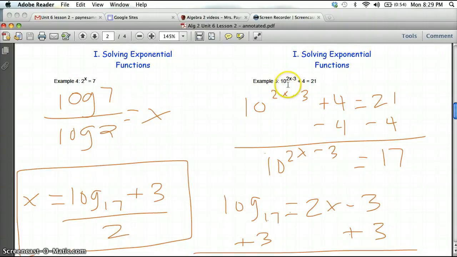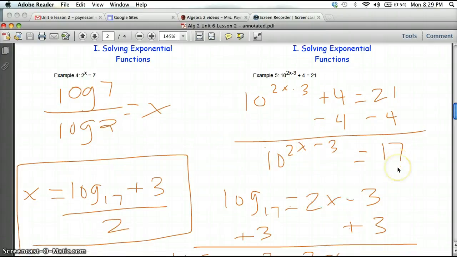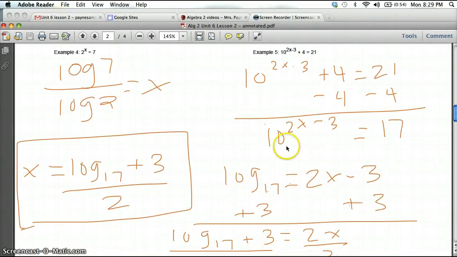Okay, all right, we're going to go over here. We've got 10 to the 2x minus 3 plus 4 is equal to 21. We subtract 4 from both sides, and we get 10 to the 2x minus 3 is equal to 17. Now again, we want to change it into log form. So this, remember, 10 is your base. So we've got log of 17 is equal to 2x minus 3.